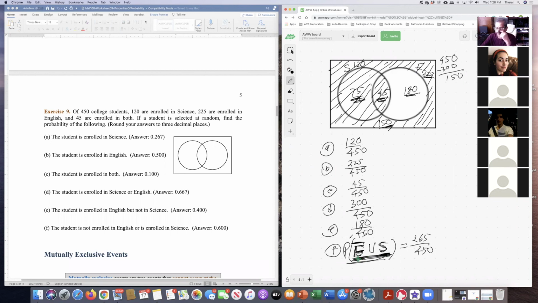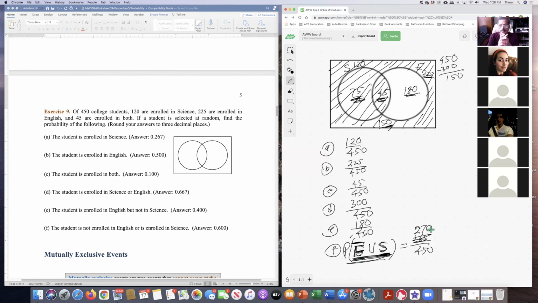Okay, so E bar is, I shaded E bar first. Excuse me, Professor. Wouldn't it be 270 over 450? Oh, did I add wrong? I may have added them wrong. Yeah, 75, 80 plus 40, 120, so 270. You're right. Not 265, 270.